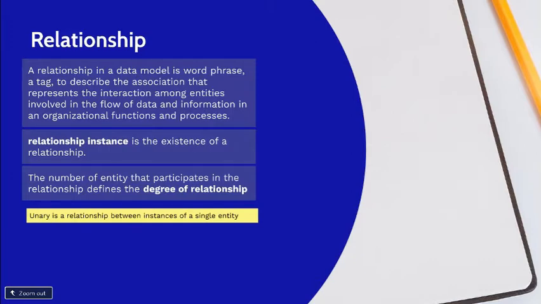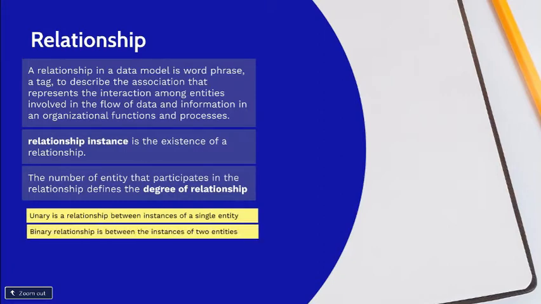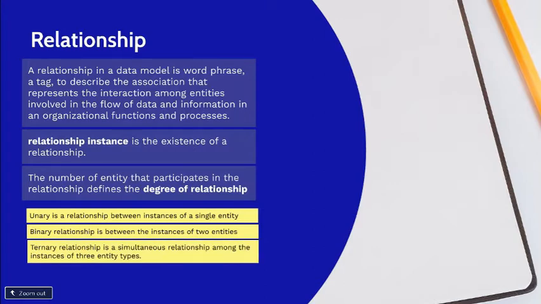Unary relationship is between instances of a single entity. Binary relationship is between two instances of two entities. Ternary relationship is a simultaneous relationship among the instances of three entity types.